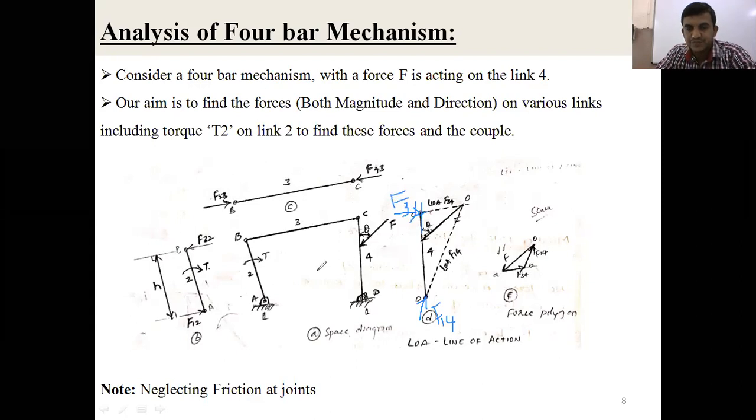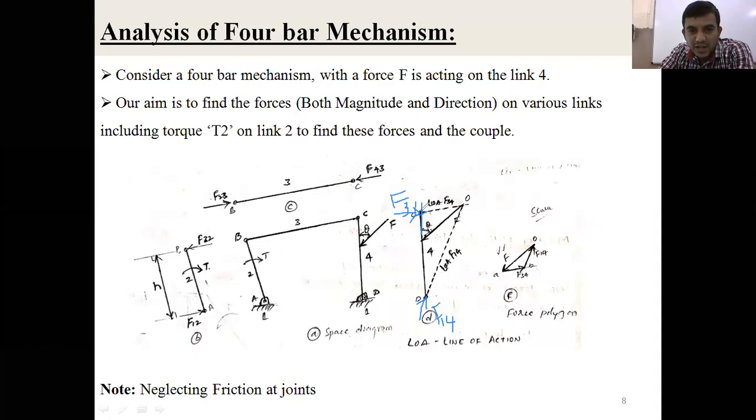Now once you draw this, the force direction of F34 and F14 on the free body diagram, then once you know the process, link number 4 is over. The forces acting on link 4 are done. Next you go for link 3. What is the force acting on link 3? How do you get the force acting on link 3?